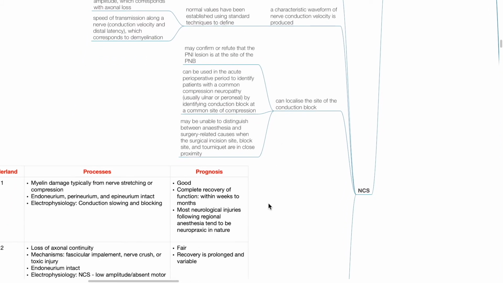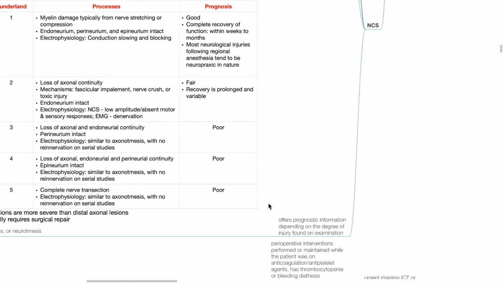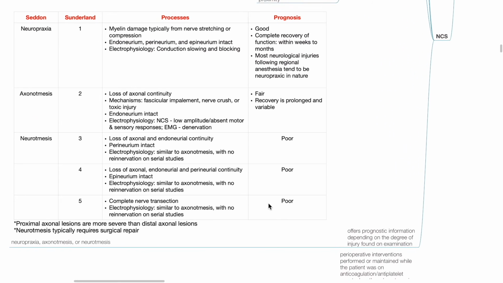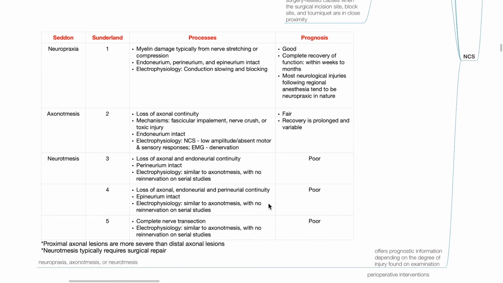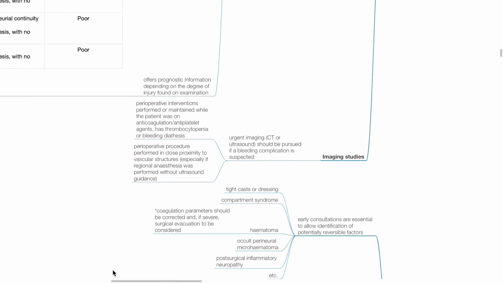NCS can be used in the acute perioperative period to identify patients with a common compression neuropathy by identifying conduction block at a common site of compression. NCS may be unable to distinguish between anesthesia and surgery-related causes when the surgical incision site, block site, and tourniquet are in close proximity. NCS offers prognostic information depending on the degree of injury found on examination, which may be neuropraxia, axonotmesis, or neurotmesis.